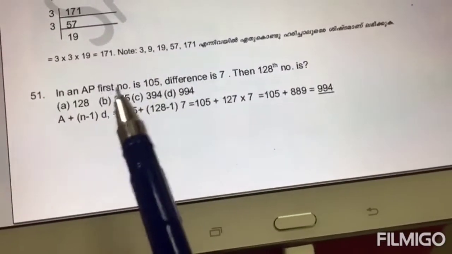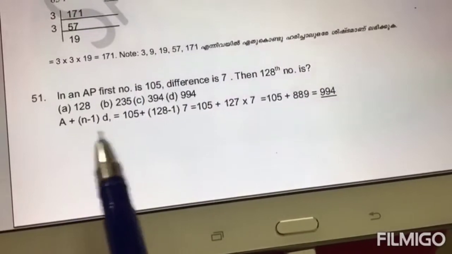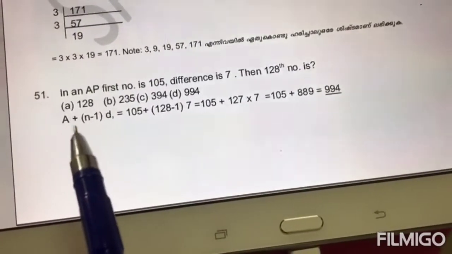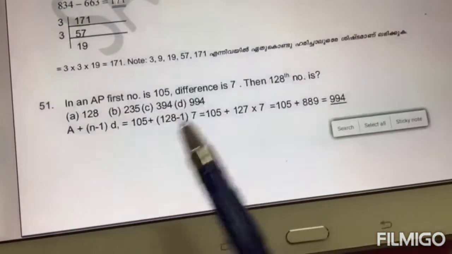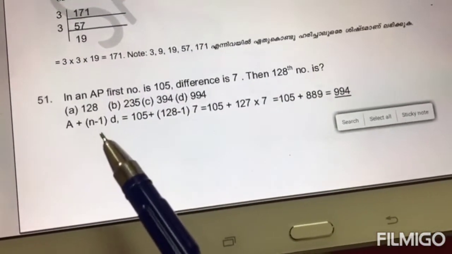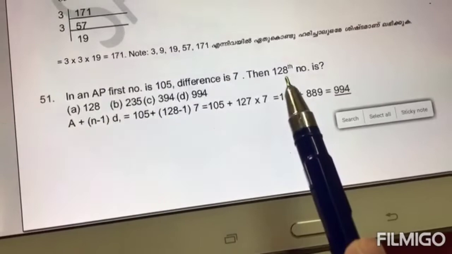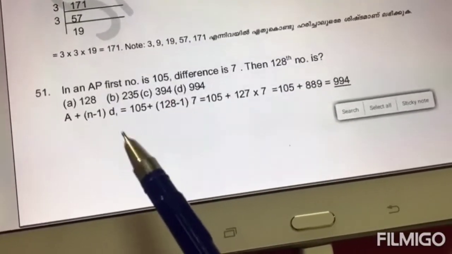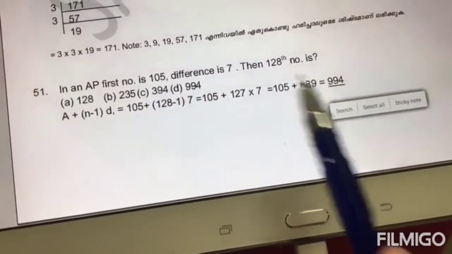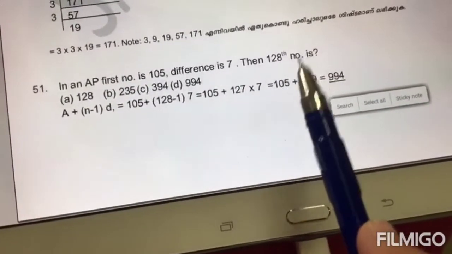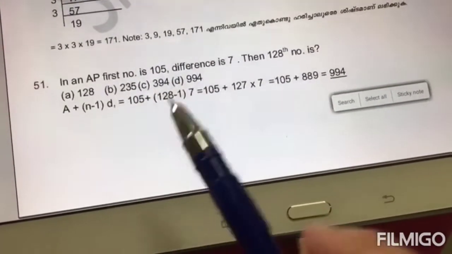So they have already told us that it is arithmetic progression. We can directly use a formula. Here they have used capital A, but you can use small a, A1. So what is A1 here? 105 plus N, now what is the number of terms? 128. Minus 1 into D, which is 7. The answer is 994. 994 is the 128th term or number in the arithmetic progression.